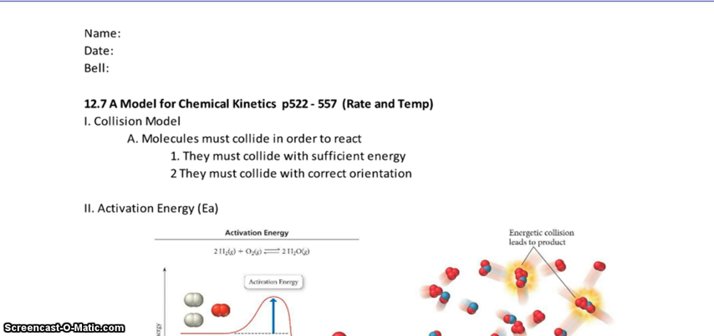I'm trying to finish up the rest of the notes so that we can still have our test on Wednesday. So 12.7 is a model for chemical kinetics. I always found this section to be kind of interesting because it's how these collisions actually occur.